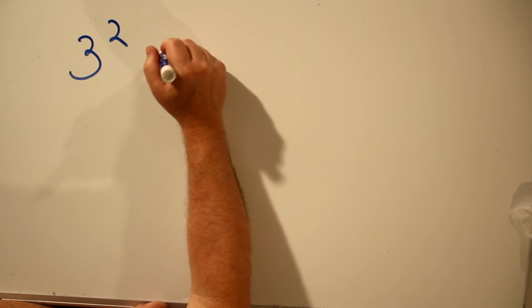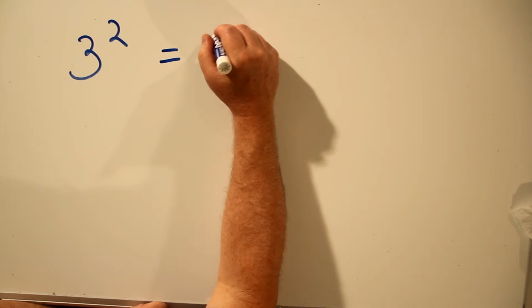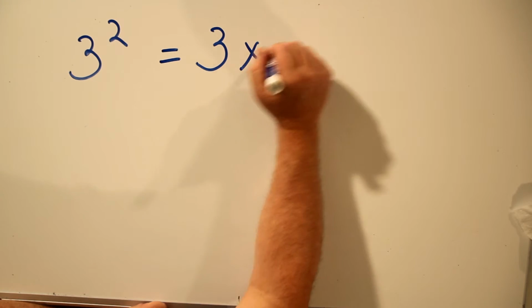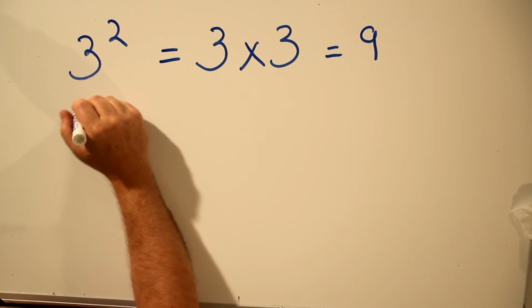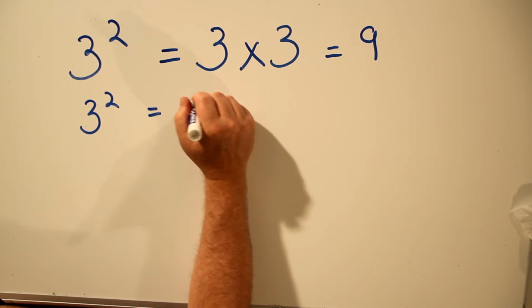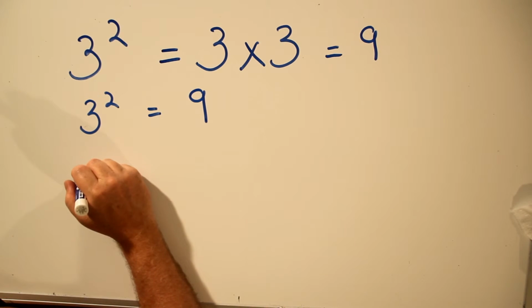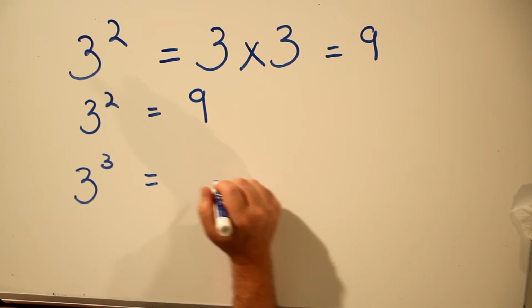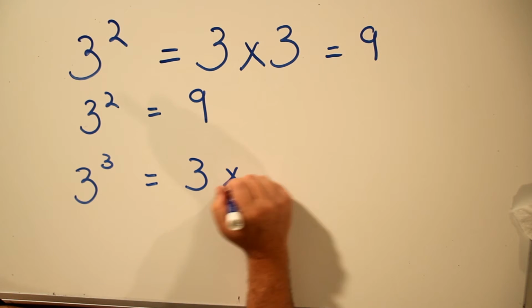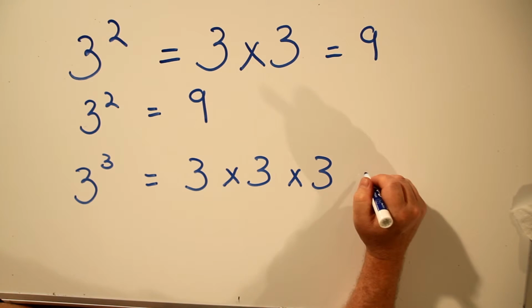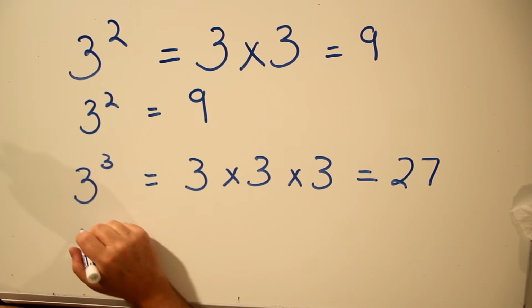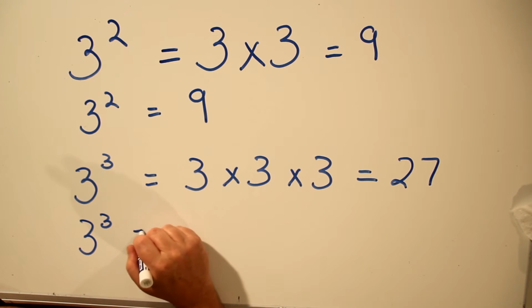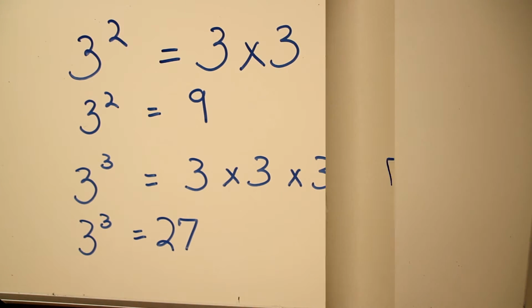So 3 squared, or 3 to the power of 2, means use 3 as a factor 2 times. 3 times 3 is 9. 3 squared is 9. 3 cubed means use 3 as a factor 3 times. 3 times 3 times 3. And 9 times 3 is 27. So 3 cubed equals 27.